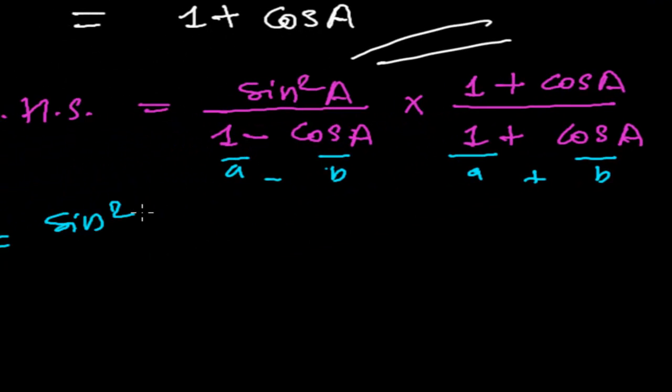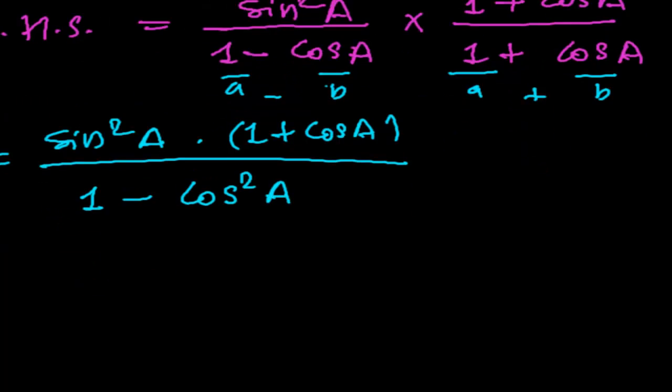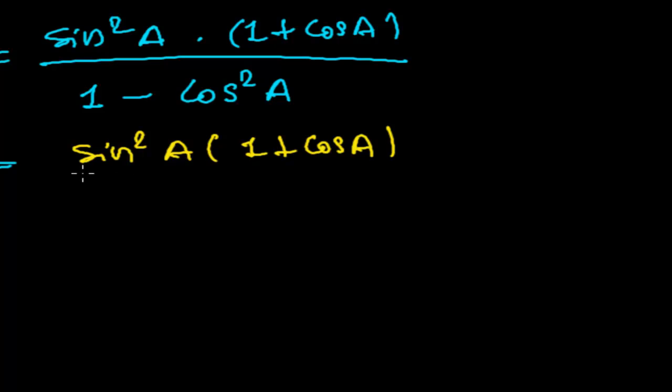Now what will I get? I will get sin square a times 1 plus cos a, and then whole divided by a minus b times a plus b, that is a square minus b square. Square of 1 is the same, so I don't want to square it, and cos square a. Very nice. Now let's go ahead. I hope you're solving this problem with me. Now we have sin square a times 1 plus cos a, and now 1 minus cos square a.